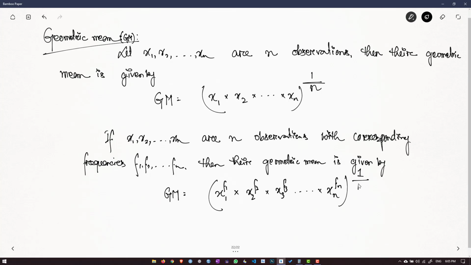And this will be raised to 1 by capital N. Now what is capital N? Capital N is nothing but the summation of all these frequencies, that means total frequency. So that is geometric mean: x1 to the power f1, x2 to the power f2, x3 to the power f3, up to xn to the power fn, all to the power 1 by N. This is how we calculate geometric mean.